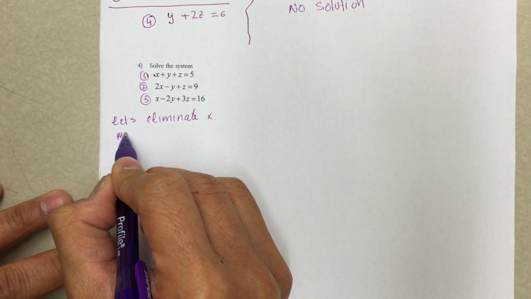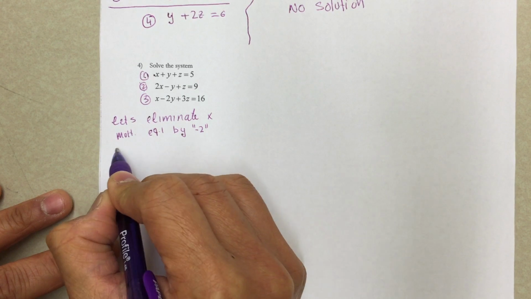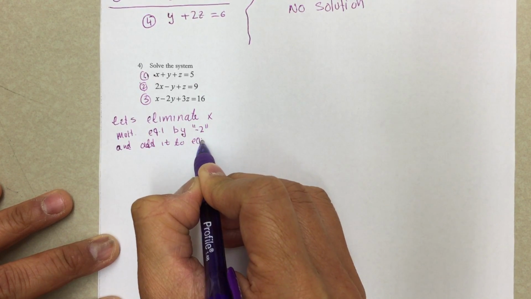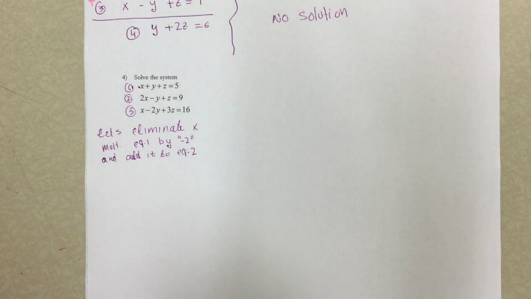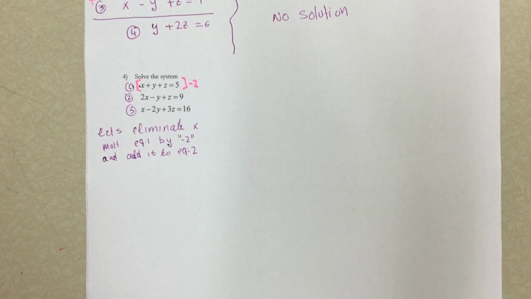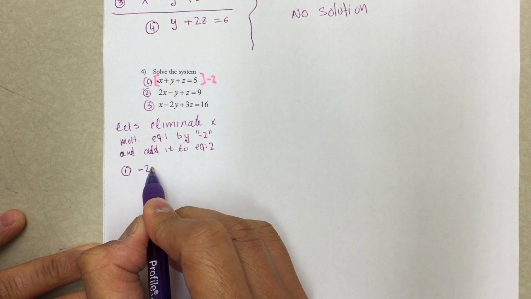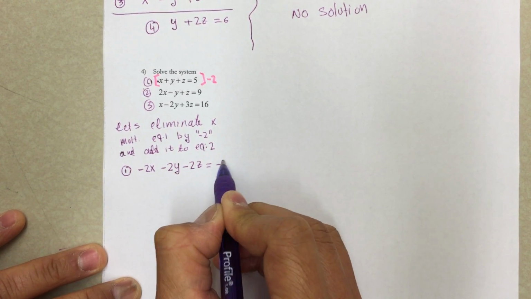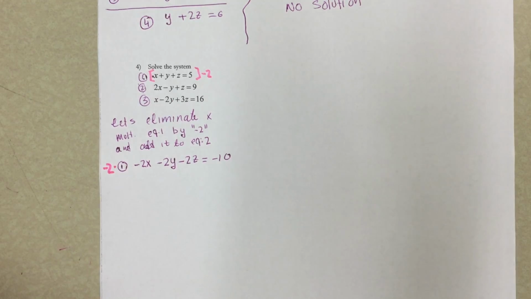Okay, so multiply equation 1 by -2 and add it to equation 2. So I wrote down what I want to do, and maybe you can make a little note. You're multiplying equation 1 by -2 like that. So here is my equation 1. It gets multiplied by -2, so it becomes -2x, -2y, -2z equals -10. And maybe you can even make a note here, the fact that equation 1 got multiplied by -2.